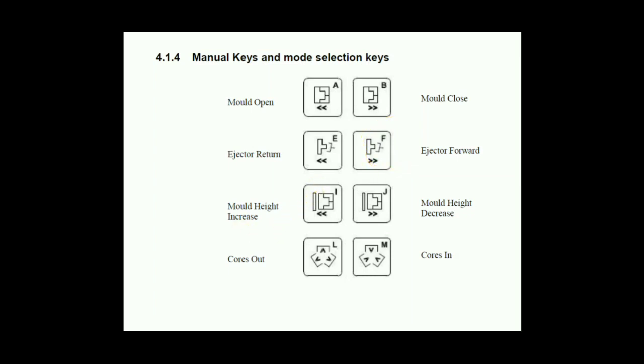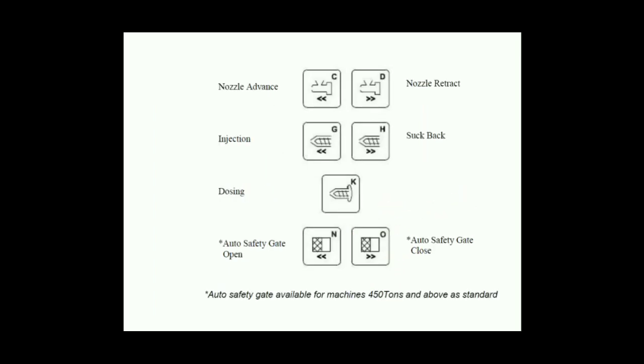Now mold height increase. By pressing this particular button, you can increase your mold height, and you can decrease your mold height by pressing that particular button. Now core out and core in. So these are the basic buttons that you have to remember about the mode selection keys. They are known as manual keys and mode selection keys. Now a single button for nozzle advance and nozzle retract. I will let you know each and everything in much more detail.